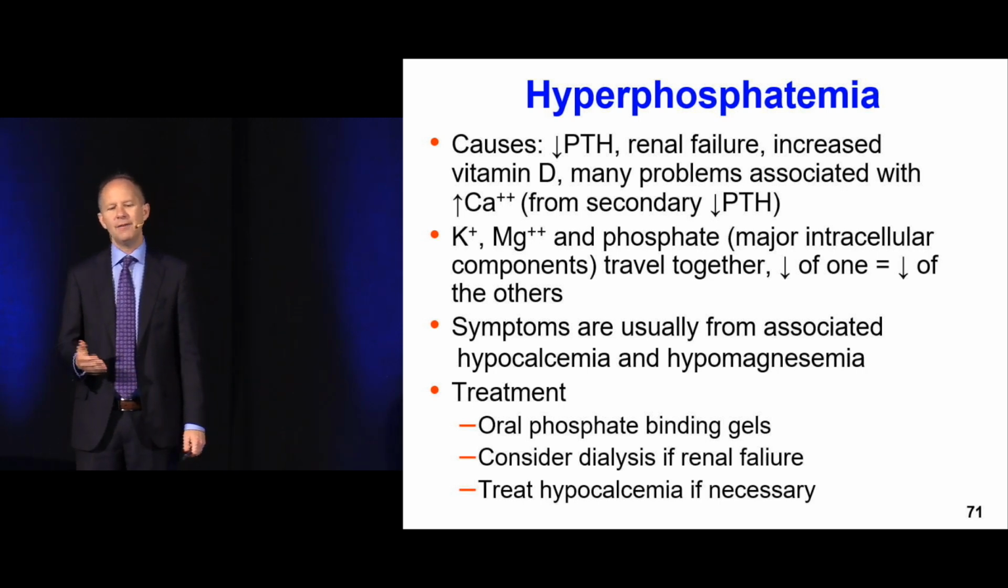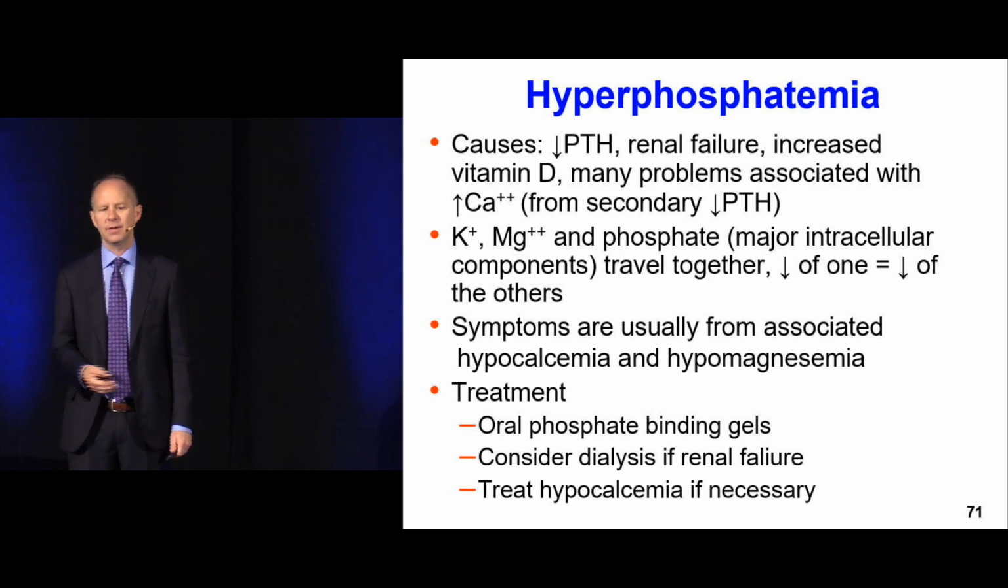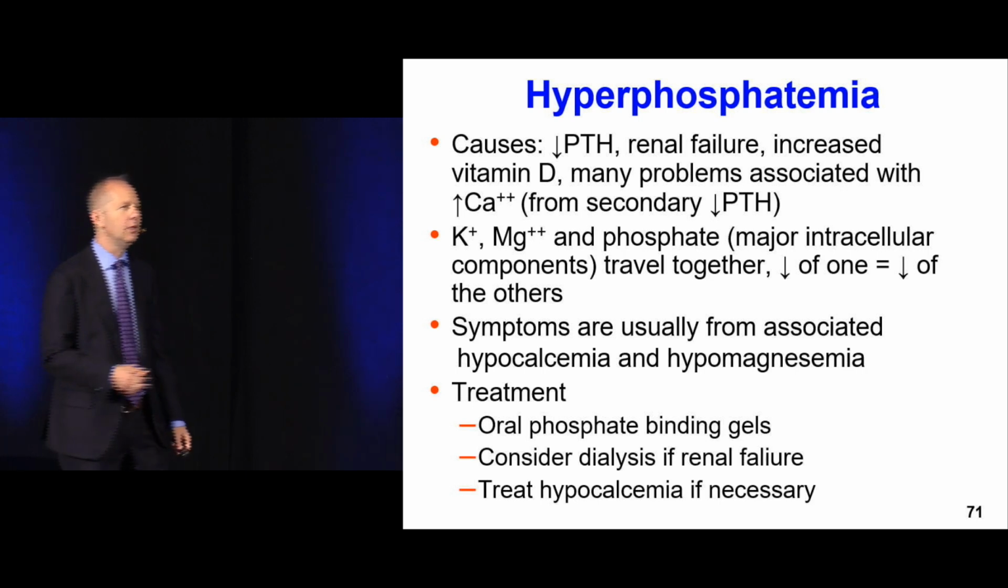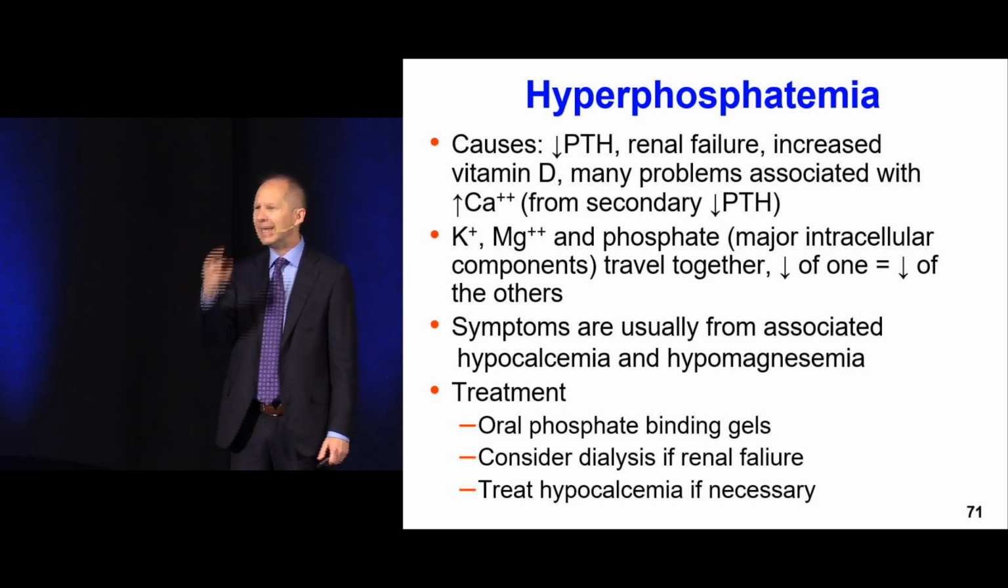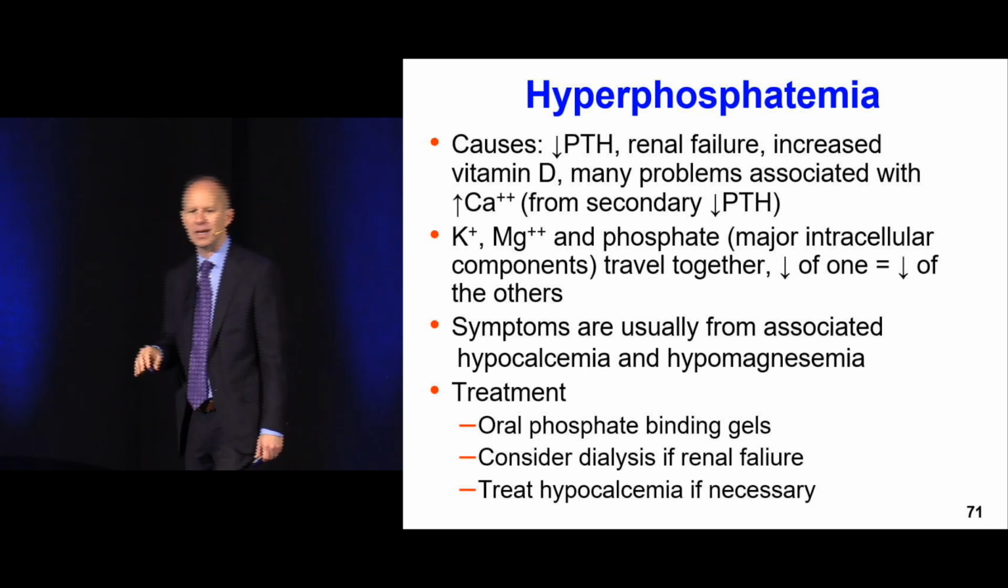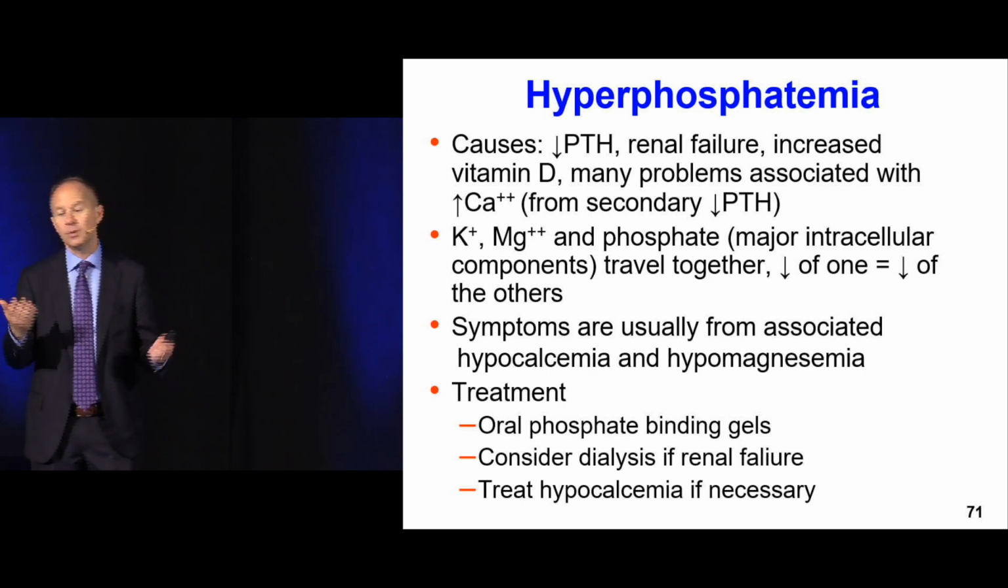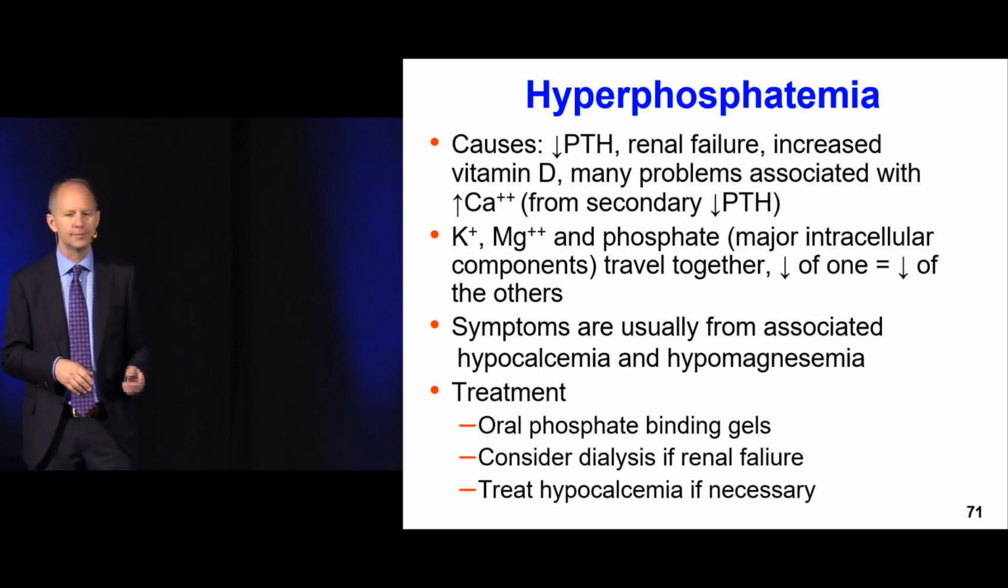The symptoms from the high phosphate, it's actually usually the low calcium that gives you the symptoms. And how do you treat it? You use these binding gels to get rid of the phosphate, right? These oral binding gels, these are like those Renagels and phosphogels, those sort of things that you can take to try to bind up the phosphate and get rid of it. And you can do dialysis, of course, to get rid of phosphate too.